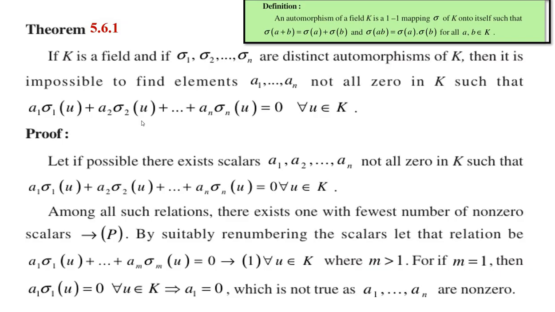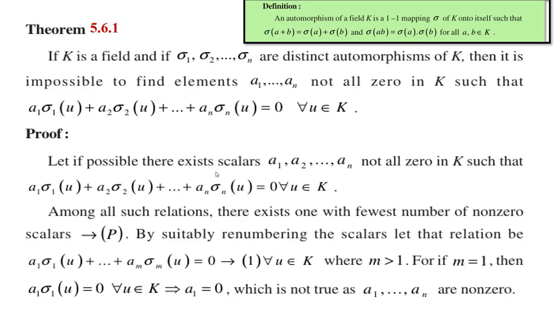Now this in turn implies that sigma 1, sigma 2, and so on up to sigma n are linearly independent. The linear combination equal to 0 should imply each scalar is 0, whatever linear combination of vectors you have considered, they will be linearly independent. So here we have sigma 1, sigma 2 and so on up to sigma n. We want to show them linearly independent. So that is the meaning of this theorem.